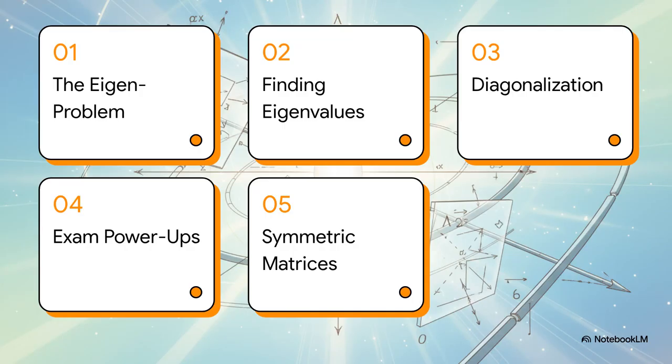So here's our game plan. First, we'll get into the core idea of the eigenproblem. Then we'll learn the step-by-step process for finding eigenvalues. After that, we'll tackle diagonalization, and we'll finish up with some awesome exam power-ups and a special shortcut you've got to know. Let's get started.